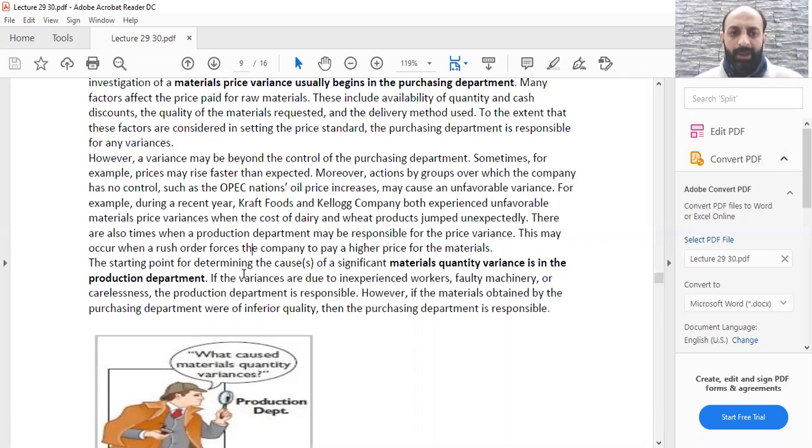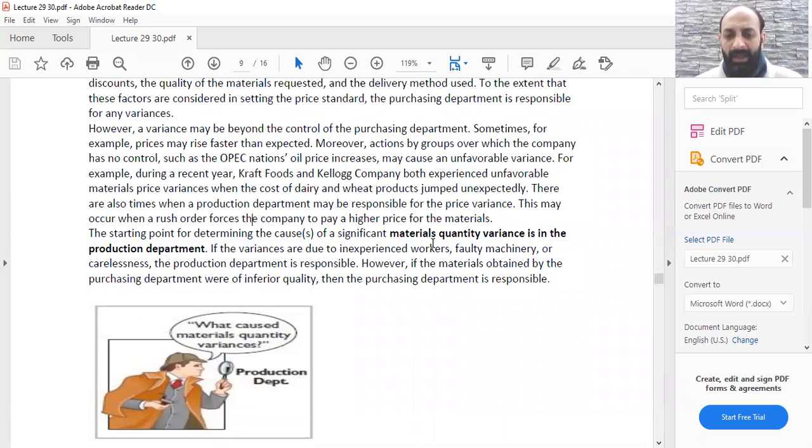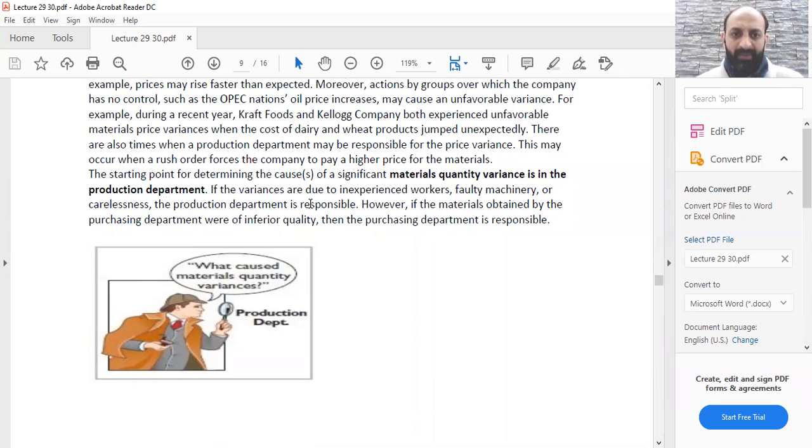The starting point for determining the causes of a significant material quantity variance is in the production department. If the variances are due to inexperienced workers, faulty machinery or carelessness, the production department is responsible.